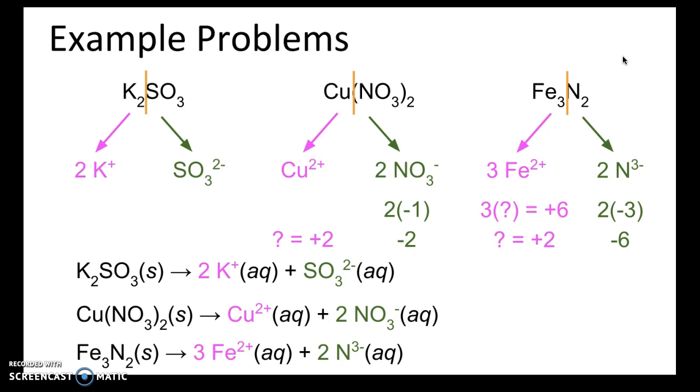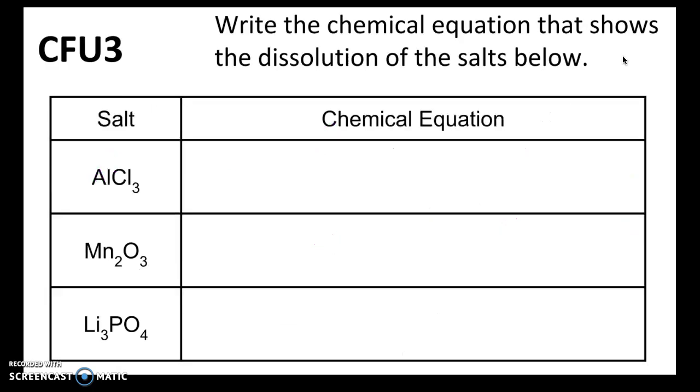All right, so now that we've seen what it looks like, it's your turn to write the chemical equation that shows the dissolution of these 3 salts, and you're going to write your chemical equation here. You're going to do the same work that we did, split it up and figure out the number of cations and anions and the charges on the cations and anions. And then you're going to translate that information into a chemical equation. Don't forget to utilize the solid and aqueous phases appropriately.